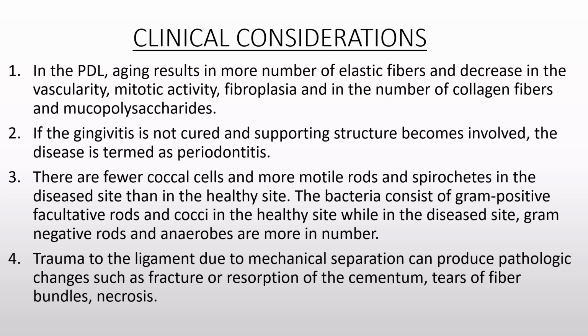If the gingivitis is not cured and the supporting structures become involved, the disease is termed periodontitis, and there are fewer coccal cells and more motile rods and spirochetes in the diseased site than in the healthy site, and the bacteria consist of gram-positive facultative rods and cocci in the healthy site. While in the diseased site, gram-negative rods and anaerobes are more in number.